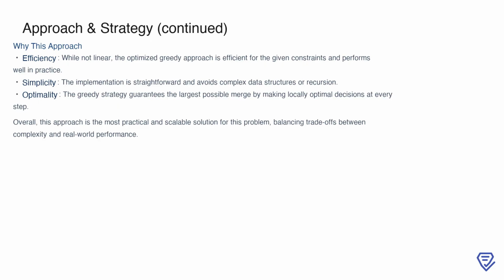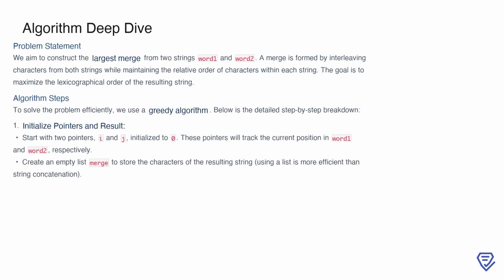for solving this problem. In this problem, we are tasked with constructing the largest merge from two strings, word 1 and word 2. A merge is created by interleaving characters from both strings, but we must maintain the relative order of characters within each string. The goal is to maximize the lexicographical order of the resulting string, ensuring it is the largest possible. To achieve this, we use a greedy algorithm.